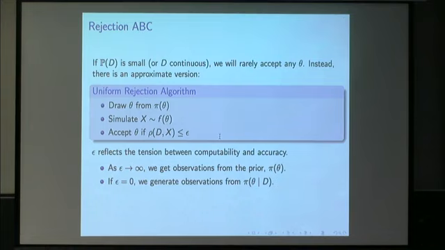If epsilon's 0 and rho's a metric, then we're back to the previous slide. We only accept if there's a match and it's exact. So if epsilon's 0, we get the posterior. If it's infinity, we get the prior. This is very cheap. This is prohibitively expensive. So epsilon controls the accuracy and the computability. We can do more computation, get more accuracy, or less computation, less accuracy.